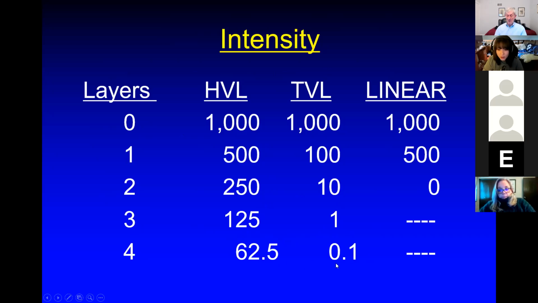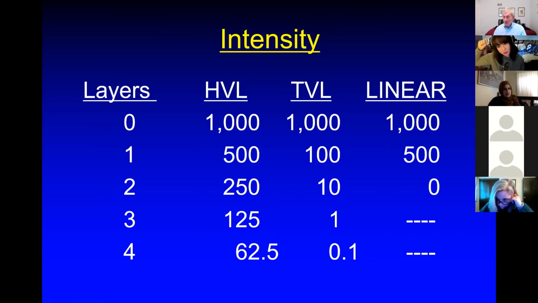Who's got it? 625, is it? What did you say? 625. Perfect. 625. Remember, 4 TVLs reduced it to 0.1. 4 HVLs only reduced it to 62.5. So if you take this divided by 0.1, that ratio is 625 to 1. So 4 TVLs is 625 times as good at stopping radiation as 4 HVLs.